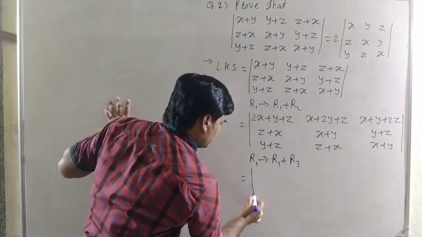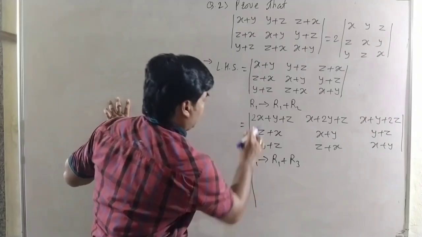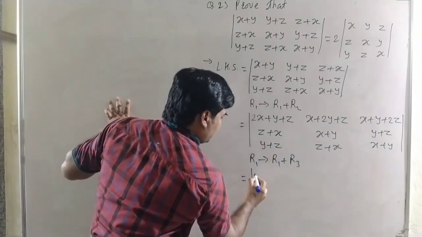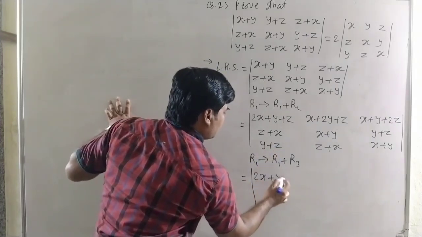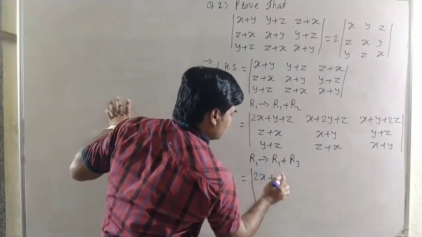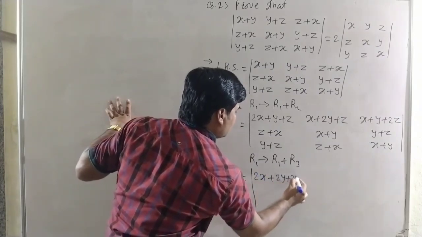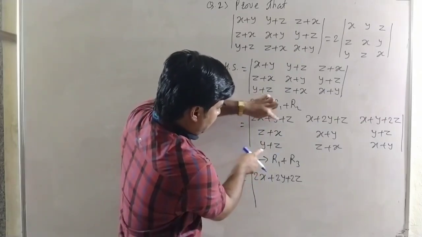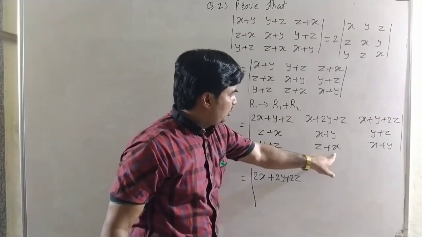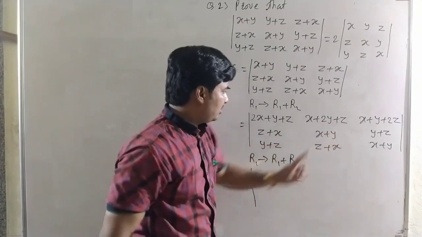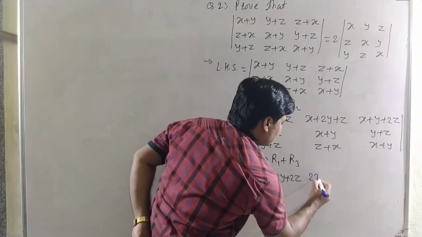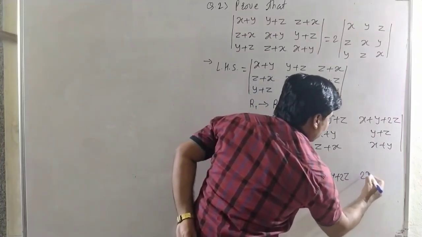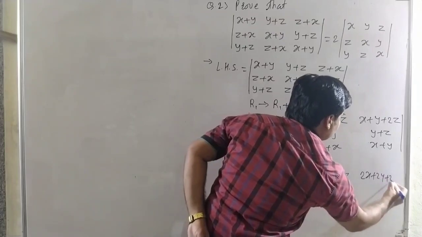Then here, R1: 2x plus y plus z, and it is y plus z. Therefore, it is 2x plus 2y plus 2z. 2x plus 2y, it is y plus y, and z plus z. Then x plus x, 2x, 2y, and z plus z, 2z. Again, it is 2x plus 2y plus 2z. Again here 2x plus 2y plus 2z.